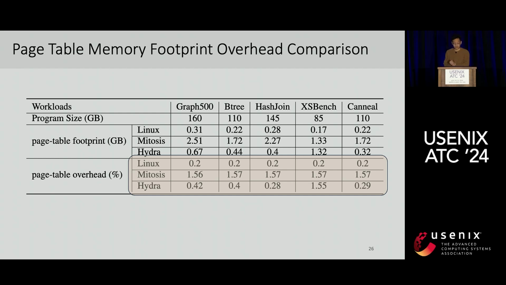And also Hydro has a smaller memory footprint for page tables. For example, Linux maintains 0.2 memory footprint for page tables. And here is an experiment on 8 sockets. Mitosis maintains 8 times the space for the page table, but Hydro maintains partial page tables on every node and maintains minimal replication. So it has a smaller memory footprint for page tables.